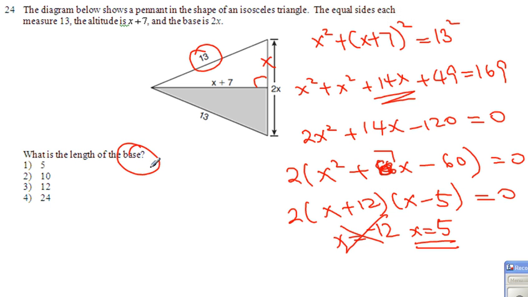But they're looking for the base. How can we find the value of the base? Base is 2x. Since x equals 5, base 2x will be equal to 10. Choice number 2 would be the answer.